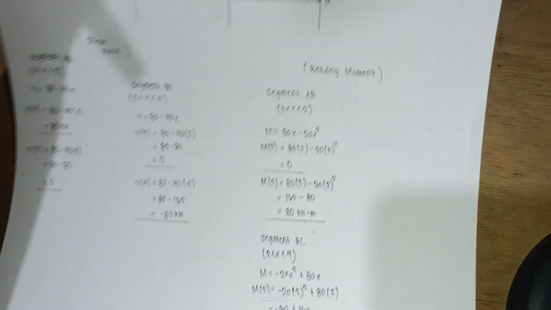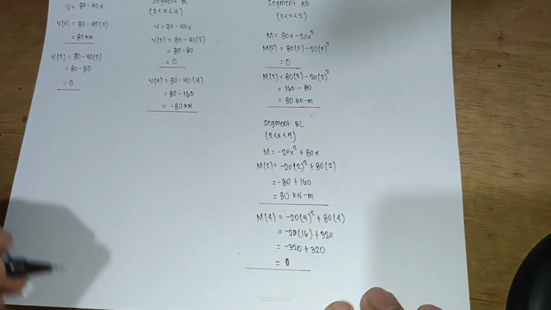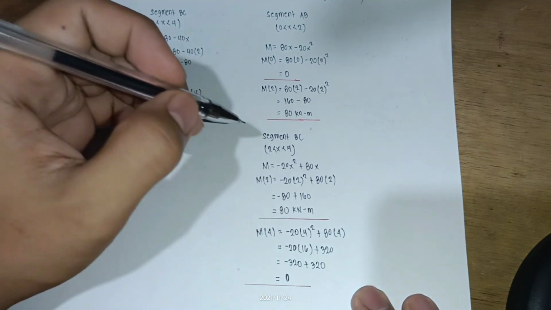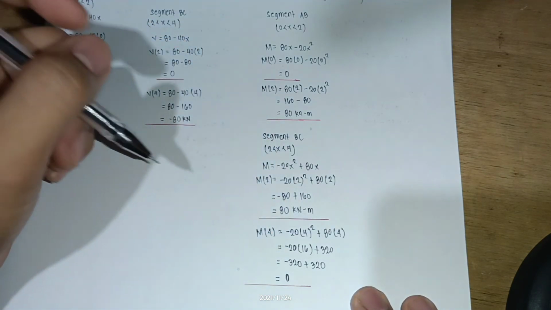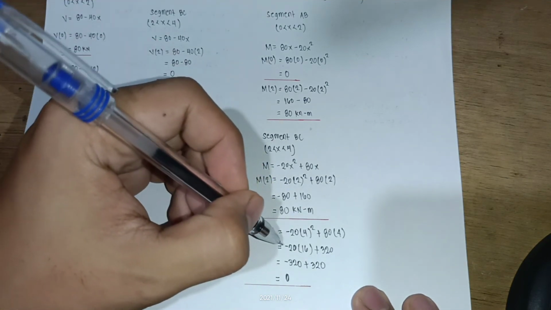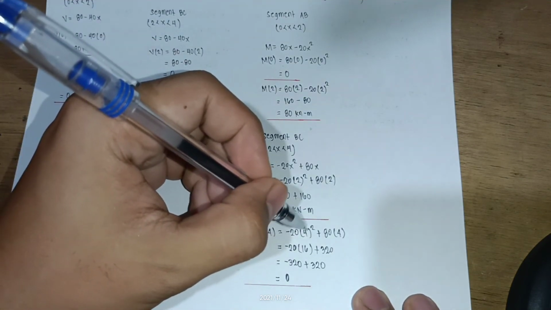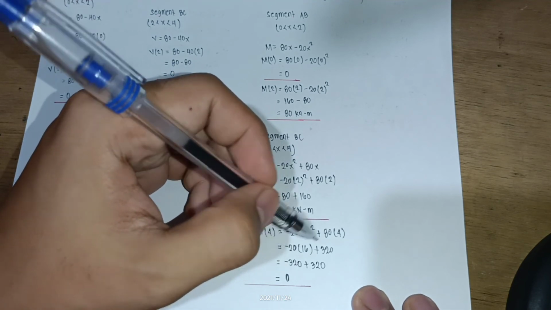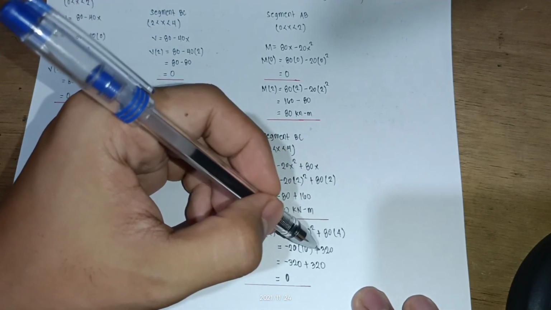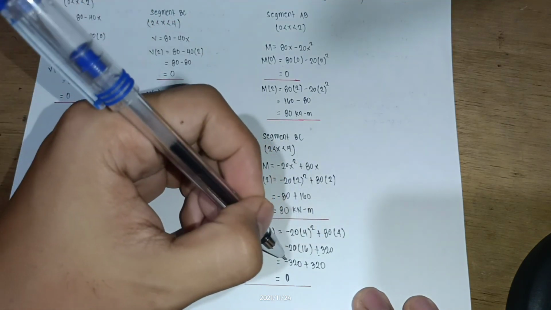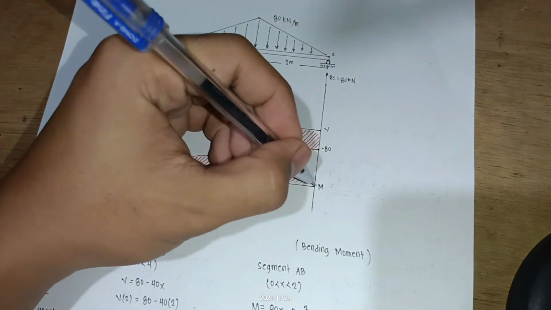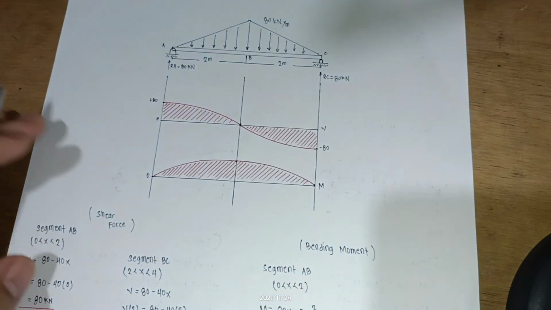And then for substituting x for 4, that is negative 20 times 4 squared plus 80 times 4, it will give you negative 20 times, this is 4 squared, this is 16. So negative 20 times 16, that is negative 320. So 80 times 4 is positive 320. Negative 320 plus 320, it will give us 0. So this is 0.